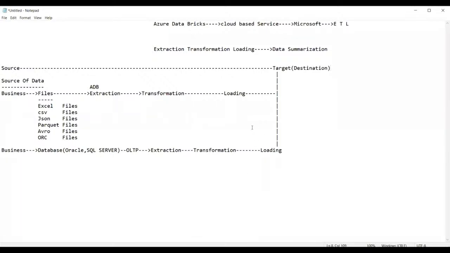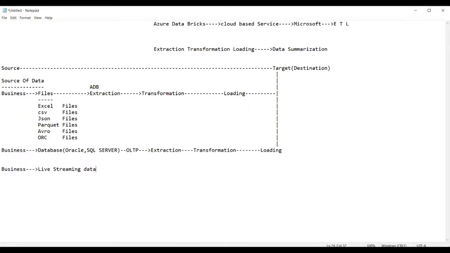Okay, now next one. Apart from getting the business data from the databases or the files, we can also get the data in another way. Since we are all working for business, we get business data in the form of live streaming data. Live streaming data means, for example, stock market data.